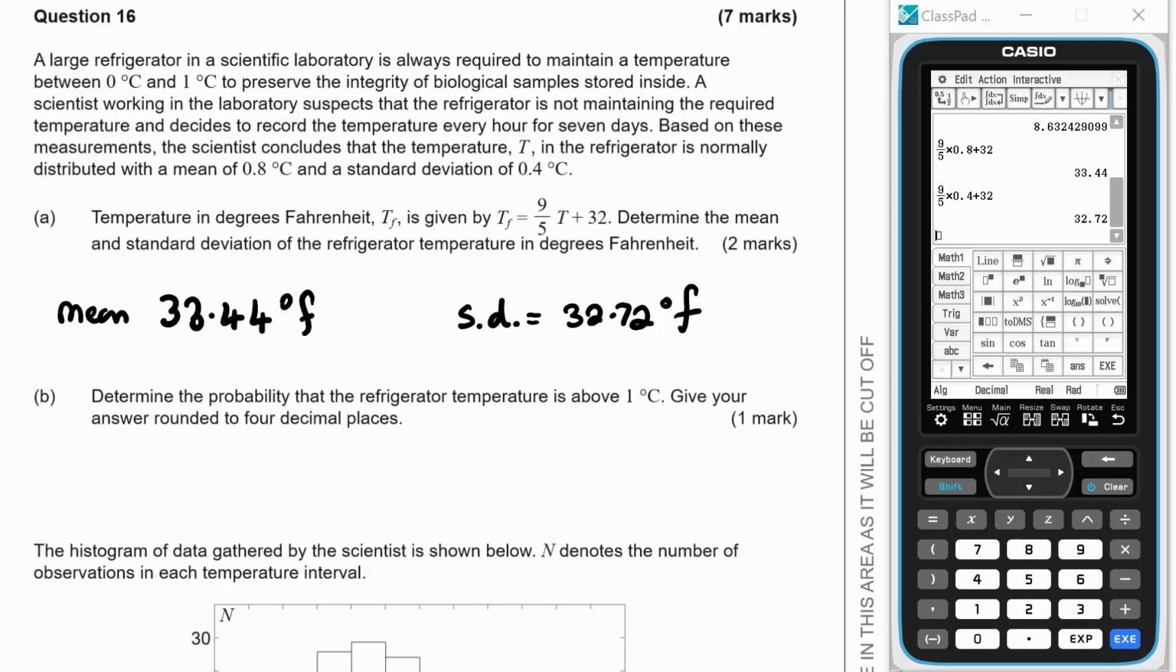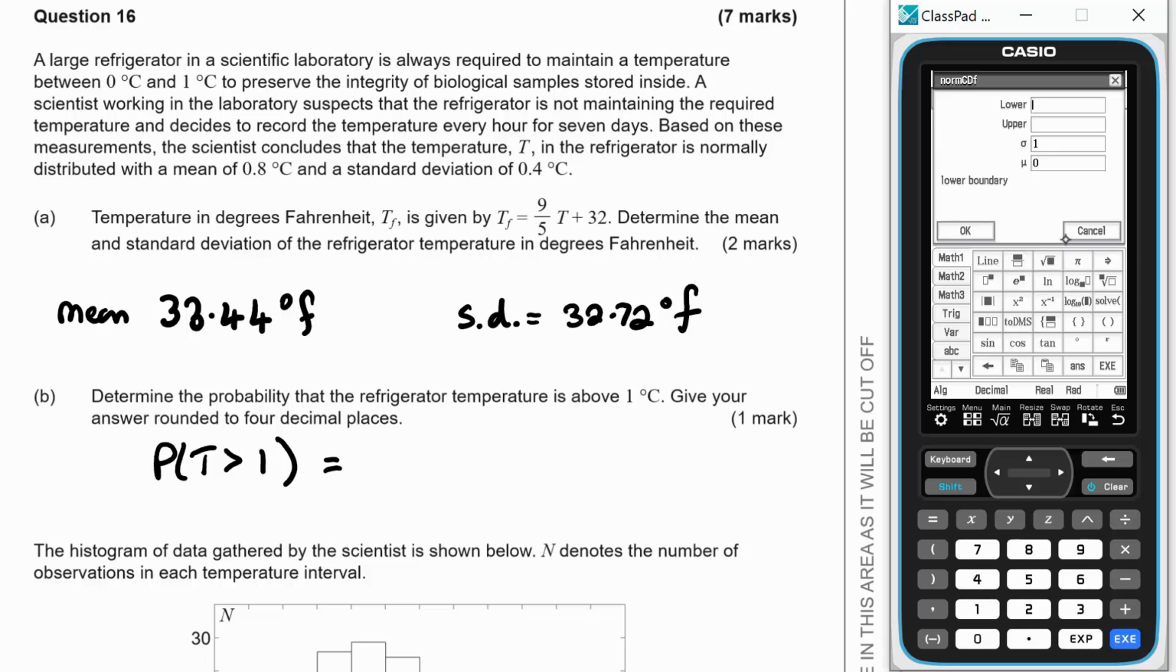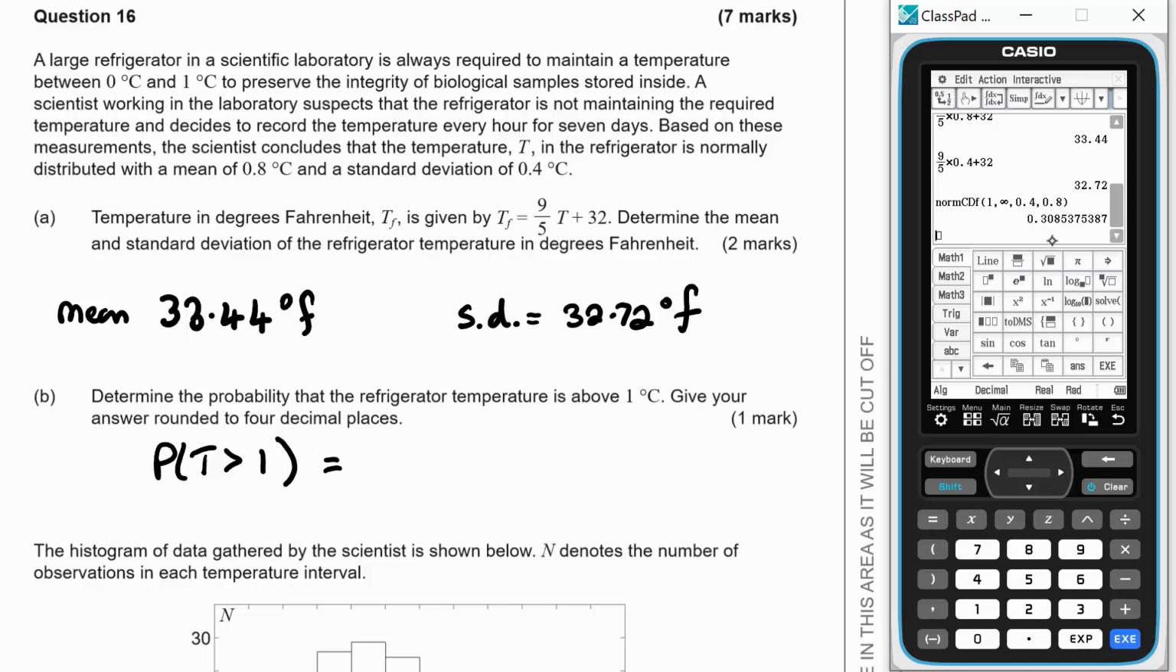Determine the probability the refrigerator temperature is above 1 degree Celsius. Give your answer rounded to 4 decimal places. Okay, so we're just after the probability that the temperature is more than 1. So, normally distributed, we're going from 1 up to infinity. And our sigma was 0.4 and our mean was 0.8. And so that's 0.3085. There's quite a big probability of it being outside the range.